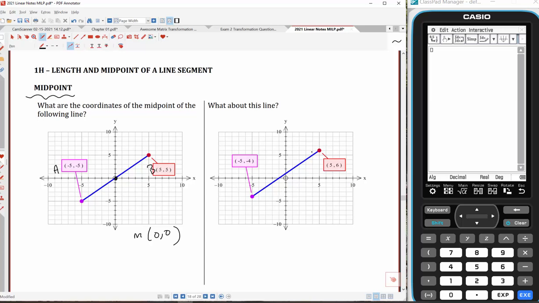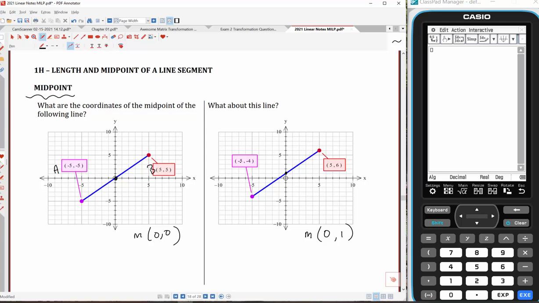Okay, what about this line here? So the x values are -5 and 5, and our y values are -4 and 6. This line is the same as the previous one, except it's up 1 unit. So the midpoint is going to be here. I believe by sight that the midpoint is when x is 0, y is 1.